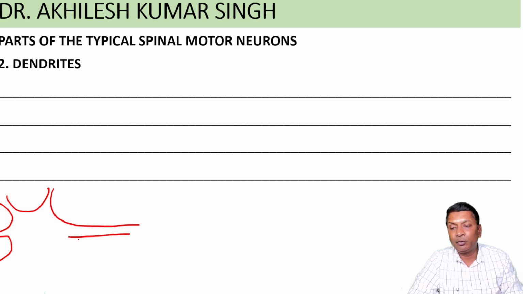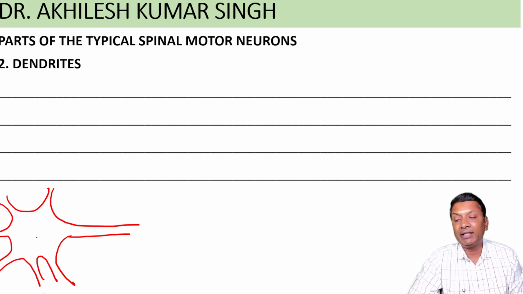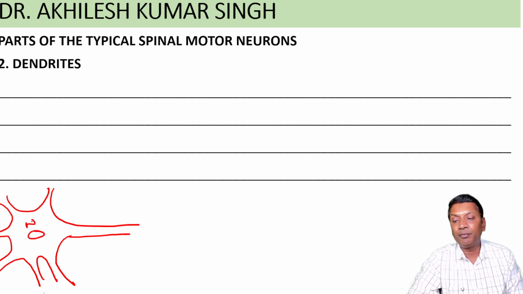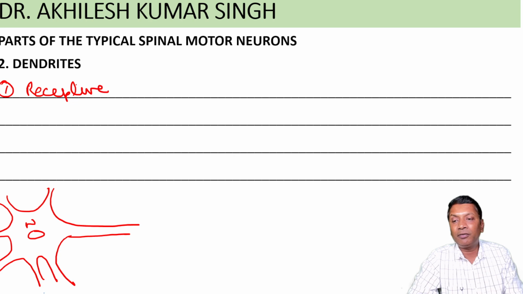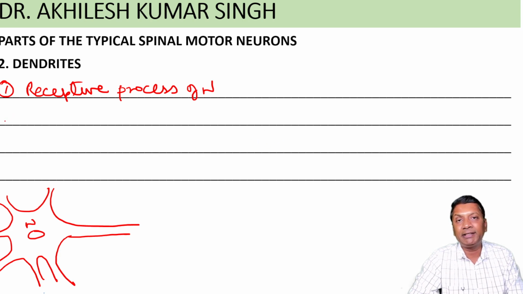So just now I told you that these dendrites are what? They are the receptive process of the neuron. So they will receive the information from the other neuron and transmit it towards the cell body. So number one is they are the receptive process of the neuron, meaning they will receive the information from other neurons and transmit this information towards the cell body.